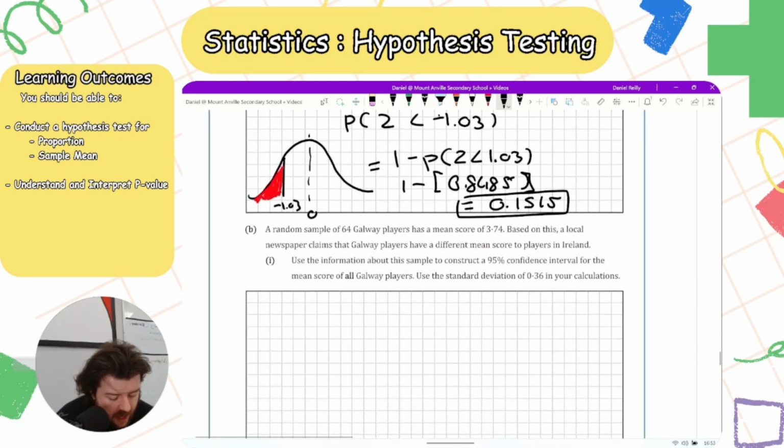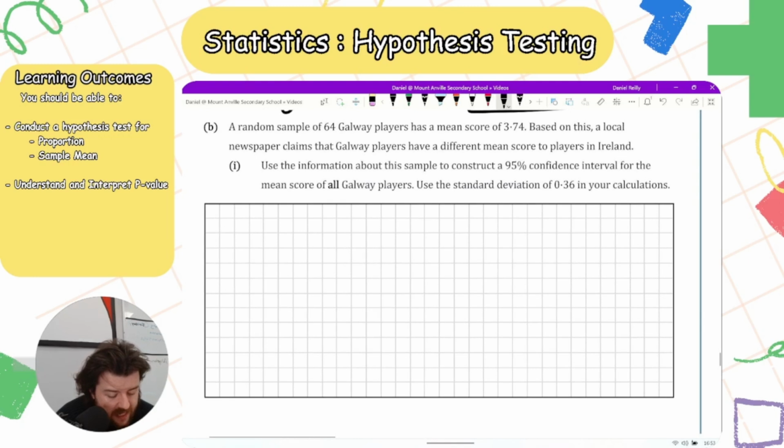A random sample of 64 players have a mean score of 3.74. Based on this, a local newspaper claimed Galway players have a different mean score to the players in Ireland. Use the information above, constructing a 95% confidence interval of the mean score of all Galway players using standard deviation 0.36 in calculation. So I need to just do a 95% confidence interval.